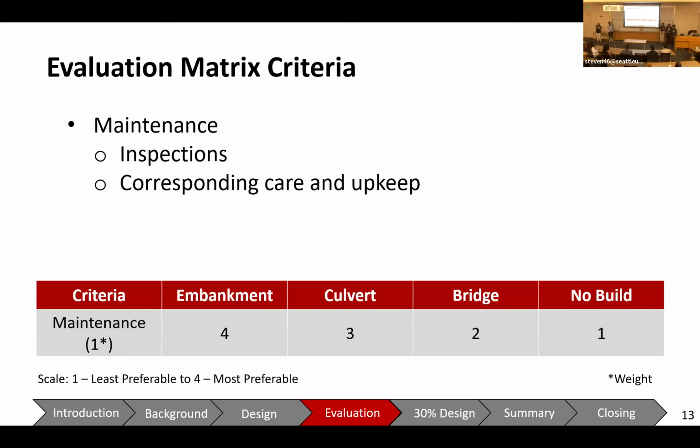Maintenance refers to the corresponding care and upkeep of each of the alternatives. Additionally, it takes into account the regularity of inspections. Currently, since the existing bridge has a poor condition rating, it has required additional maintenance and extra inspections. Since our bridge will require biannual inspections, these inspections may identify potential maintenance needs. Also, as we mentioned earlier, the culvert is classified as a bridge, so it will also require biannual inspections. When compared to the other alternatives, the embankment was preferred because it required the least amount of maintenance.